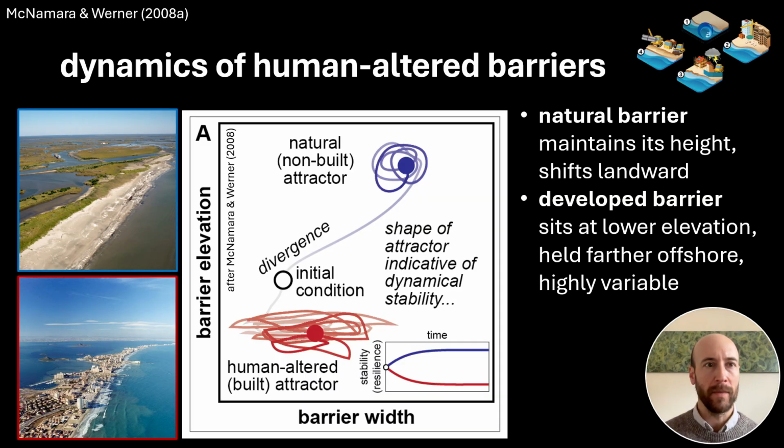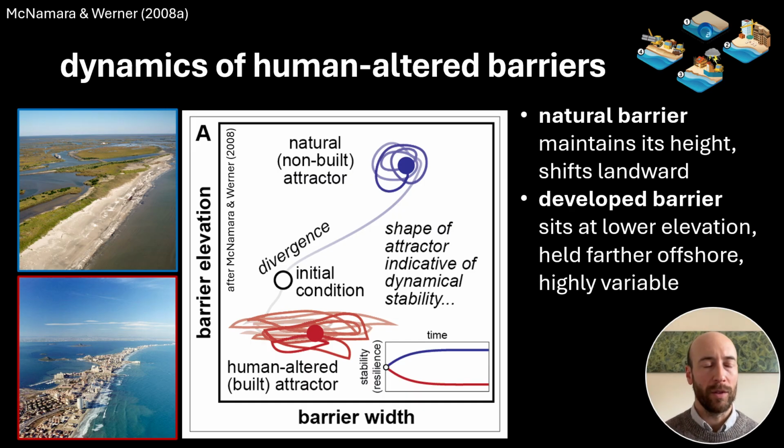Okay, 3 examples, and then we'll wrap it up. So these are three human coastal coupled system examples. The first is the one that I have spent a lot of time with, and this is The Dynamics of Human Altered Barriers. This was by Dylan McNamara and Brad Werner. It was published in 2008.